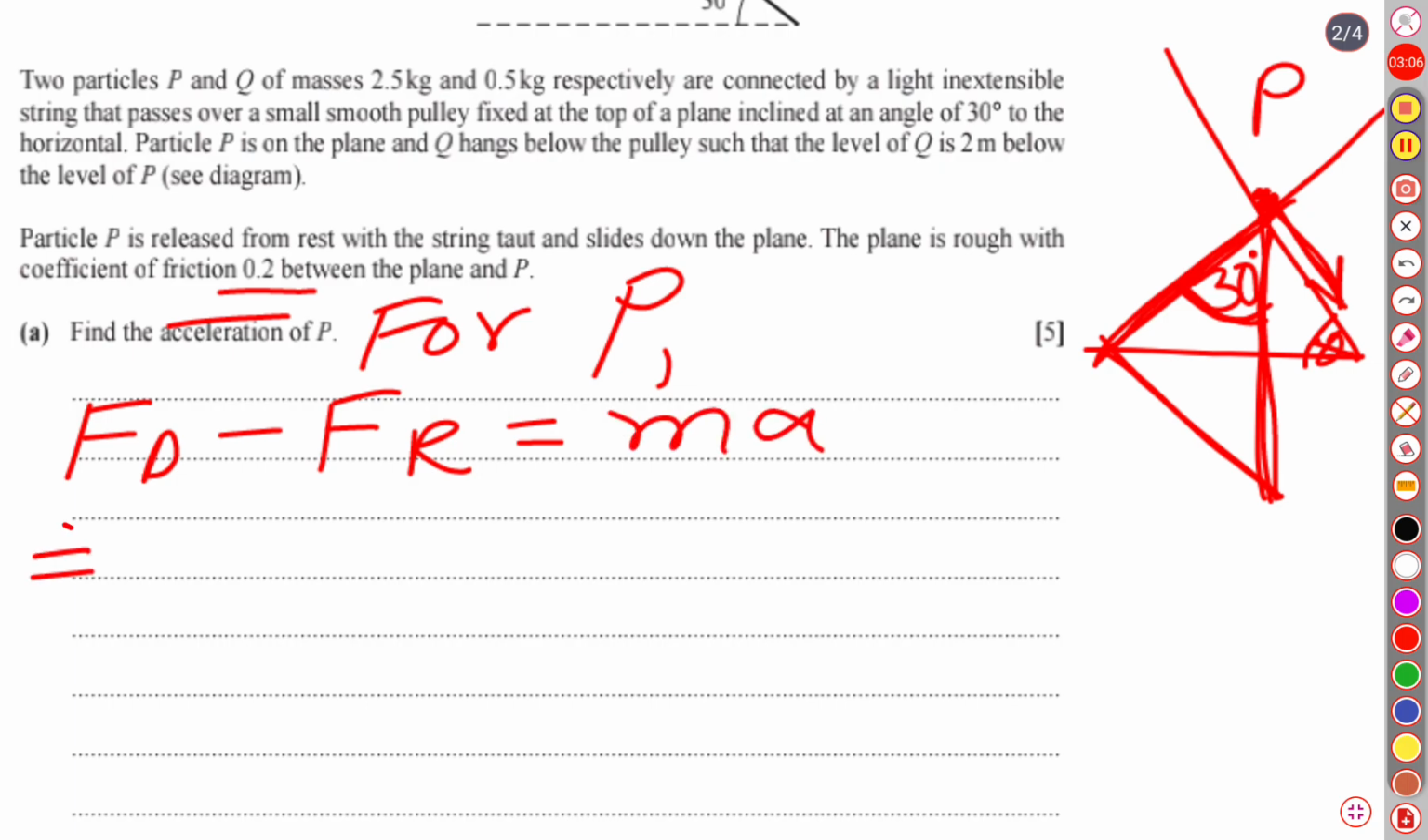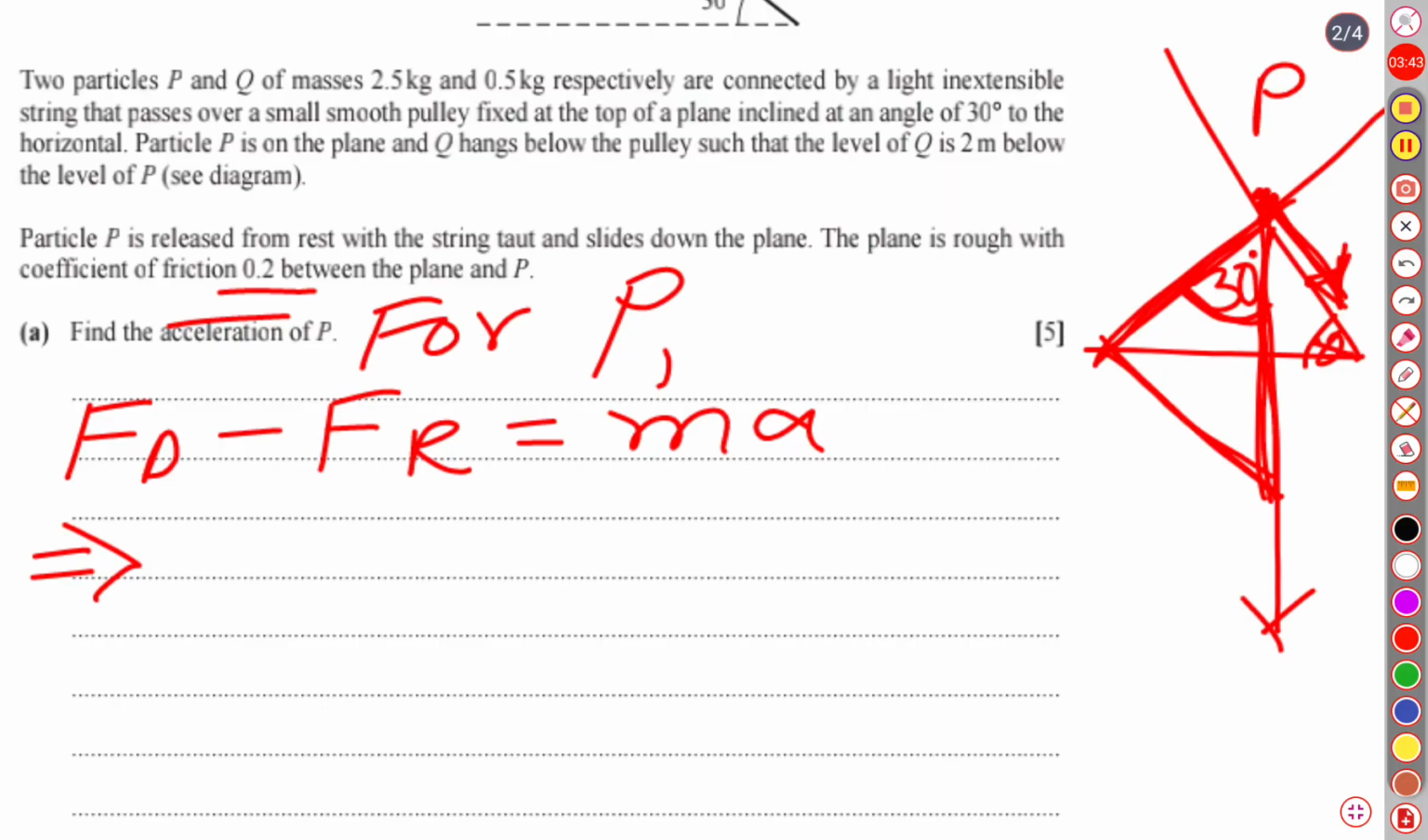Now, for particle P, from the question we have come to know that there is no external driving force except the weight. Only weight is causing it to slide down, as I have shown over here. You can have a look at the figure. P is sliding down due to the weight, so weight is our driving force in this case. Weight is acting vertically downward.